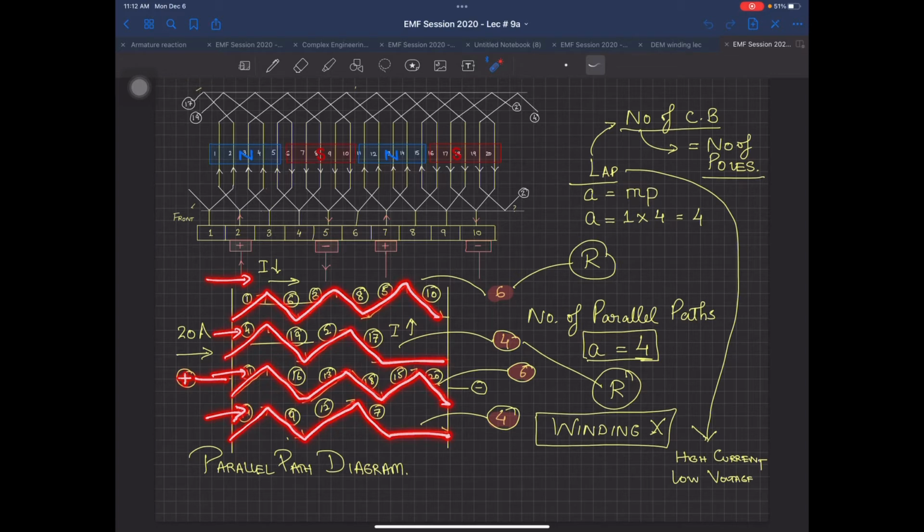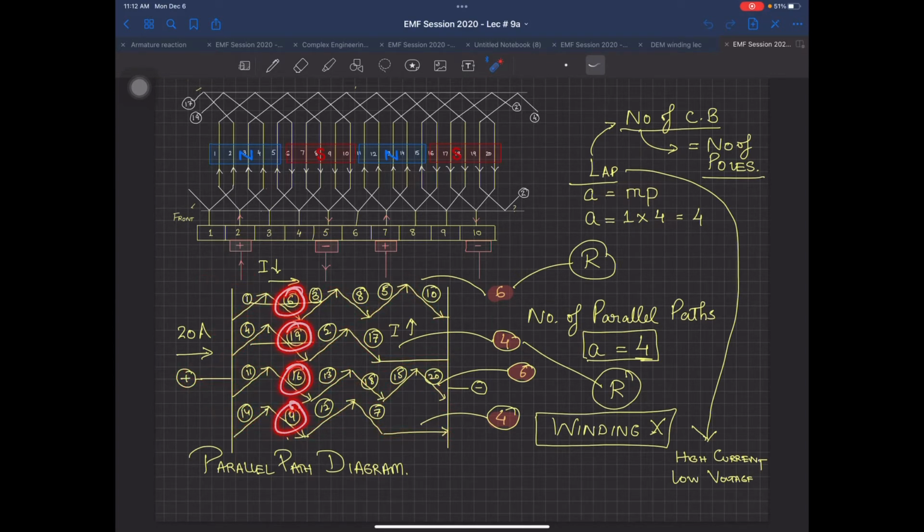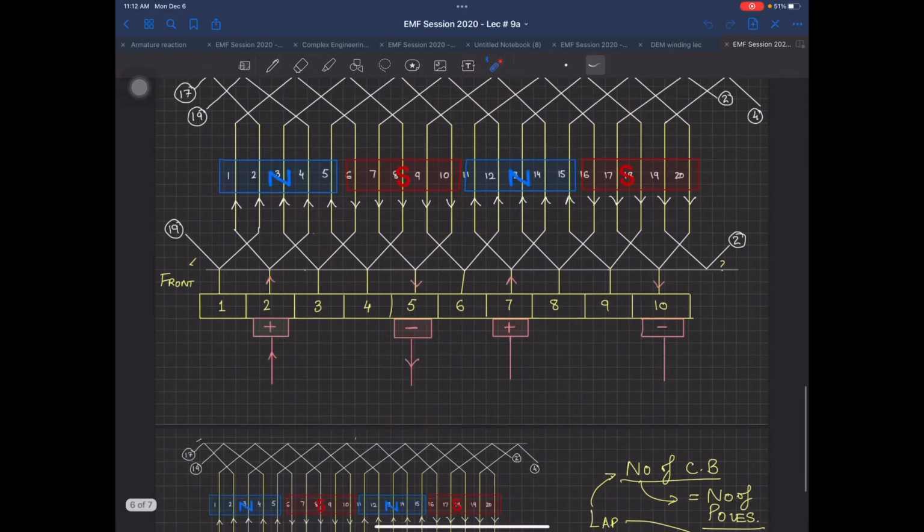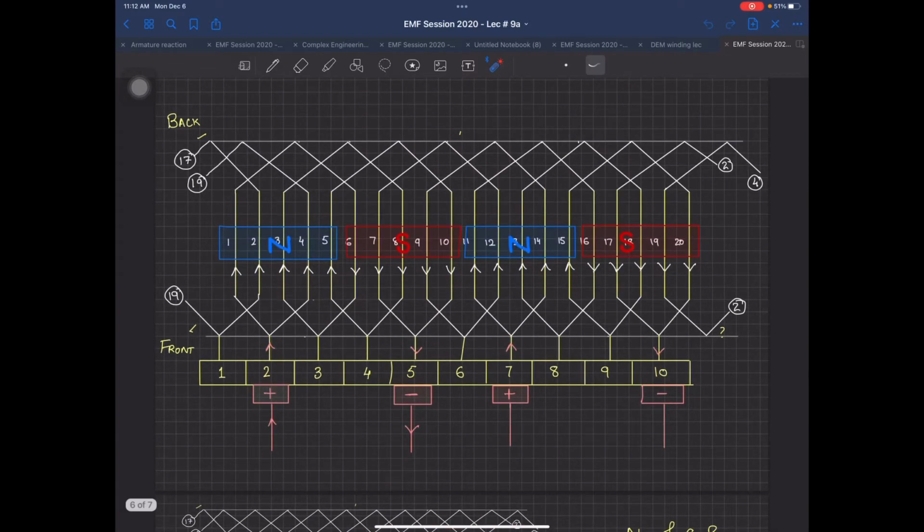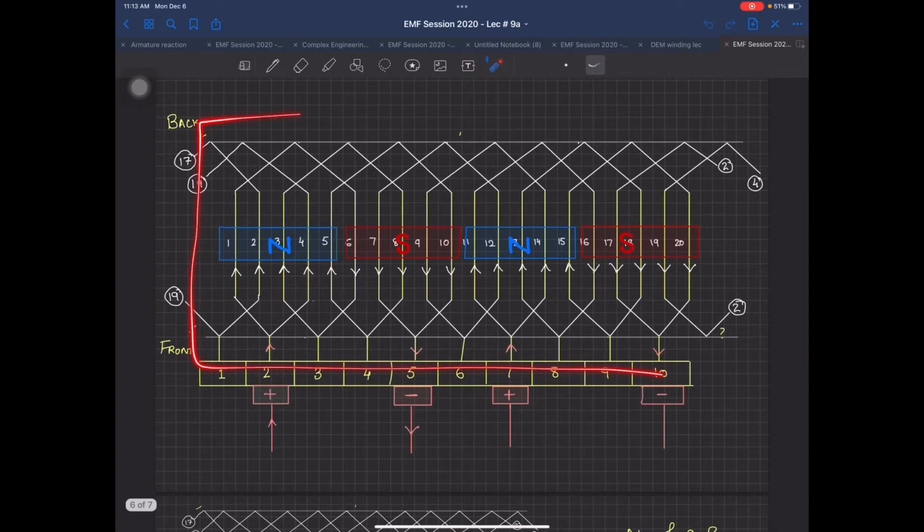So at any given time, the current is entering this path, this path, this path, and this path. But after some time, maybe this 6, 19, 16 and 9 will be the entry part, and this 1 will come at this point. So all of this is rotating. There are no two entry points fixed over there. All of this structure, that is the rotor plus the armature or the commutator, is rotating.